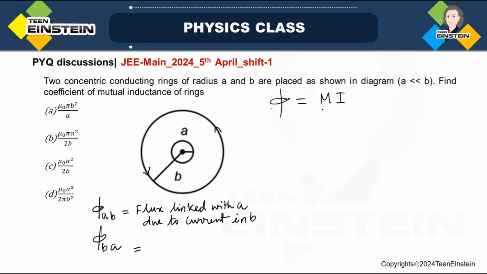If I find out the coefficient for this mutual inductance, coefficient of mutual inductance means they have the common value of M. So I can find out phi AB and then divide by the current in B, the current flowing through B, or I can find out the flux linked with B due to current in A. Okay, I hope you are understanding.